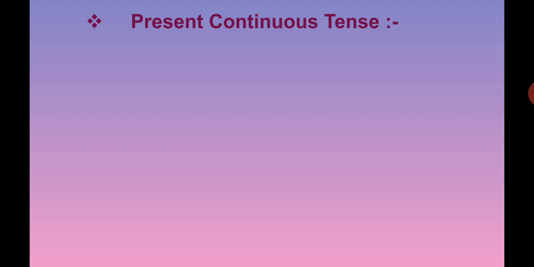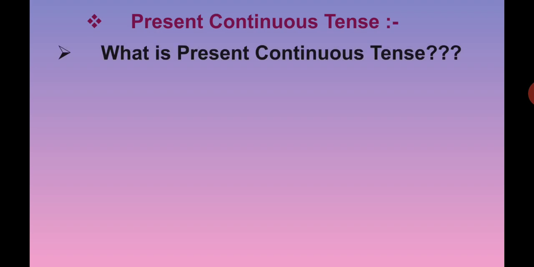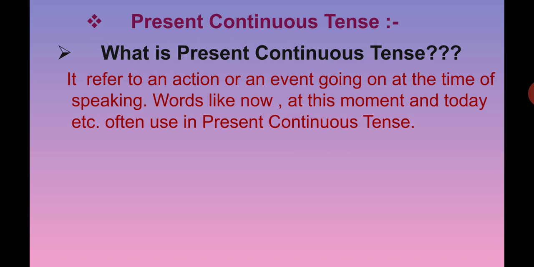Now let's start today's topic, the present continuous tense. Do you know what the present continuous tense is? What is the present continuous tense? Let's see. If we refer to an action or an event going on at the time of speaking, words like now, at this moment, and today are often used in the present continuous tense.